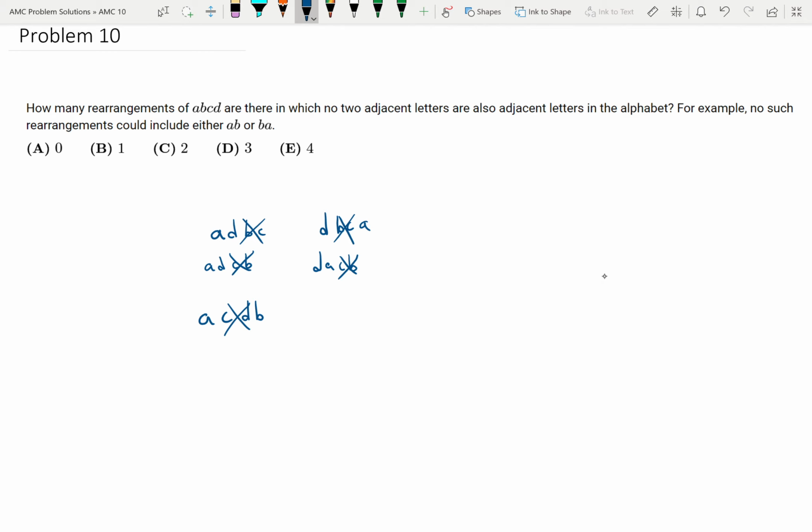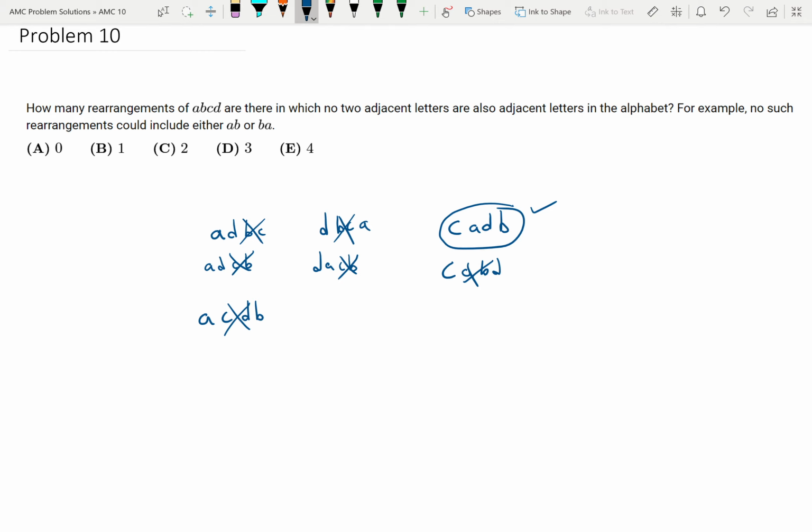What about if I start with C? So I could do C, A, D, B. And you'll find that when you start with C, nothing else is going to work. So if I do CA, CABD obviously doesn't work because AB. So that's one combination that works.